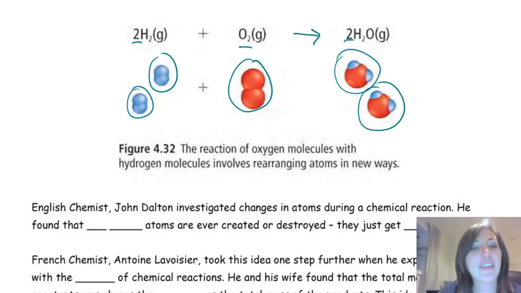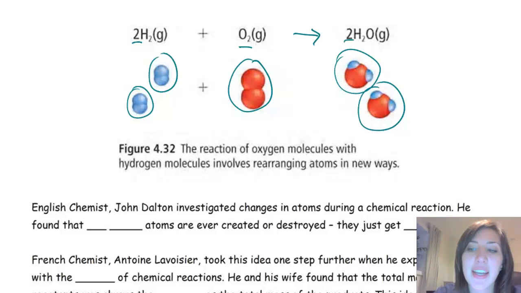So here, this is figure 4.32 from your Science 10 textbook. And the reaction of oxygen molecules with hydrogen molecules simply involves rearranging where they are oriented.